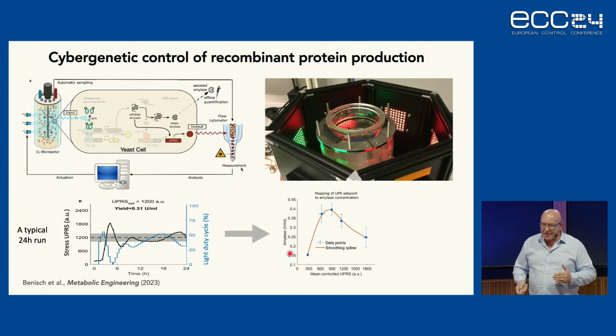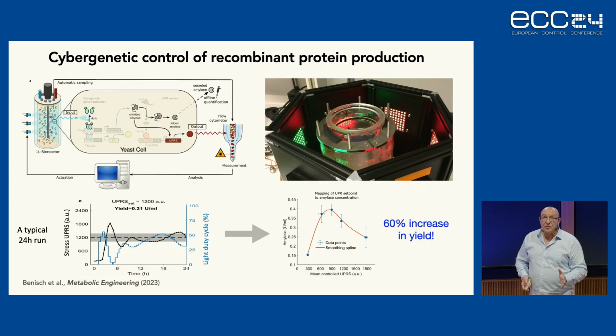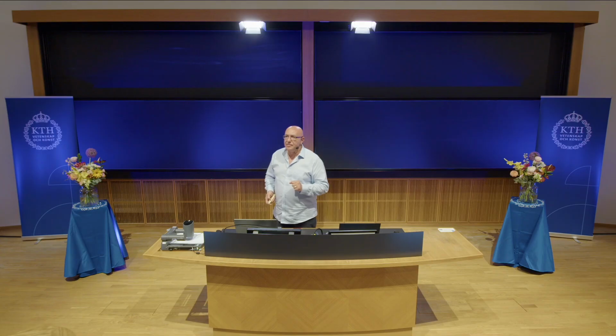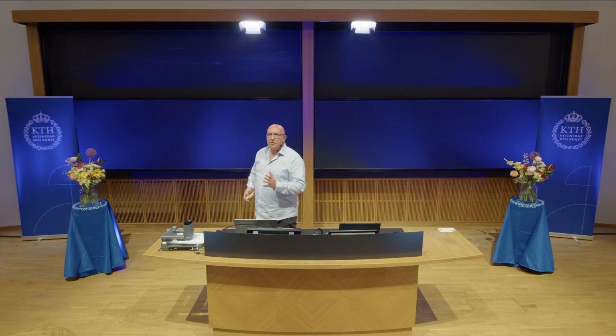What we find is that if you increase the stress, the yield increases up to a point. This is a sweet spot. If you increase the stress beyond that, the yield actually goes down. So you can use the feedback regulation to lock into the optimal stress level, and in doing so you can get as much as a 60% increase in yield. This is one example of how one can use bioreactors and feedback loops in real time for enhancing yield.